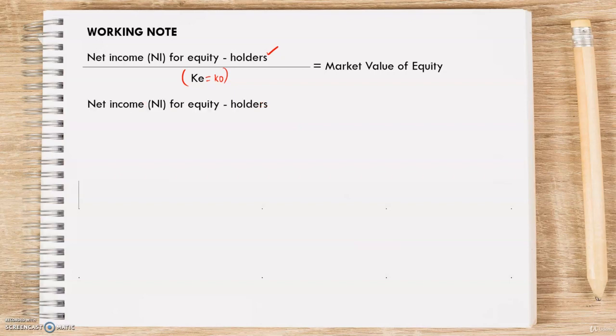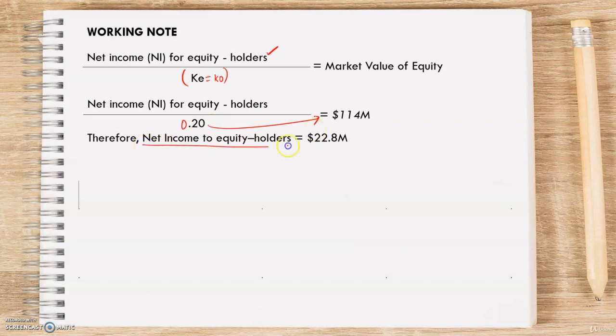So we'll write net income for equity shareholders divided by KE, which is equal to KO. The overall cost of capital is 20%, so we'll write 0.20, and that's equal to market value of equity, which is 114 million. Now simply do this cross multiplication. You get to know the net income to equity shareholders, which is $22.8 million. And how did I get this? 114 into 0.2. And this figure will generally be after tax.